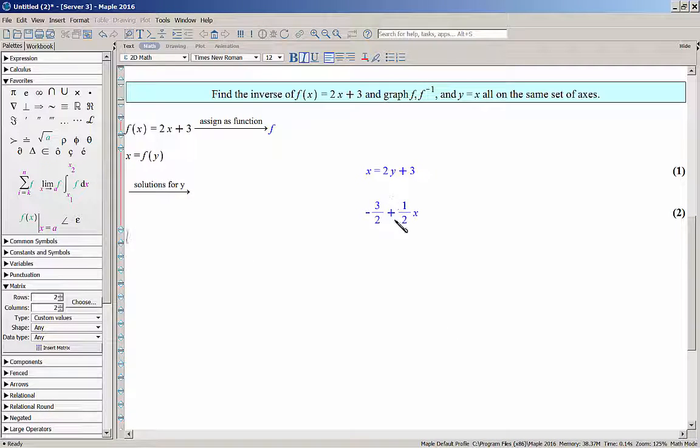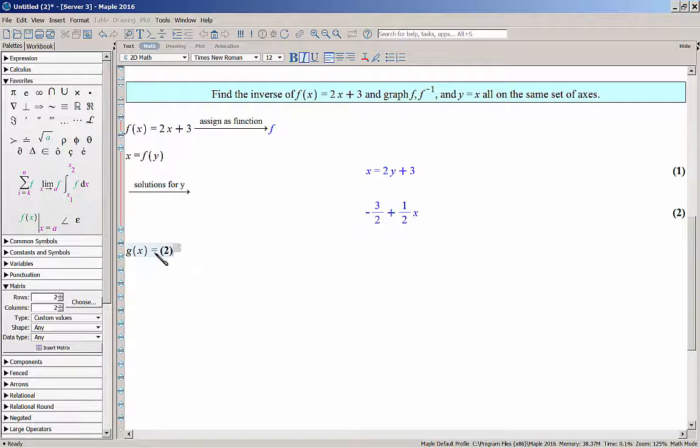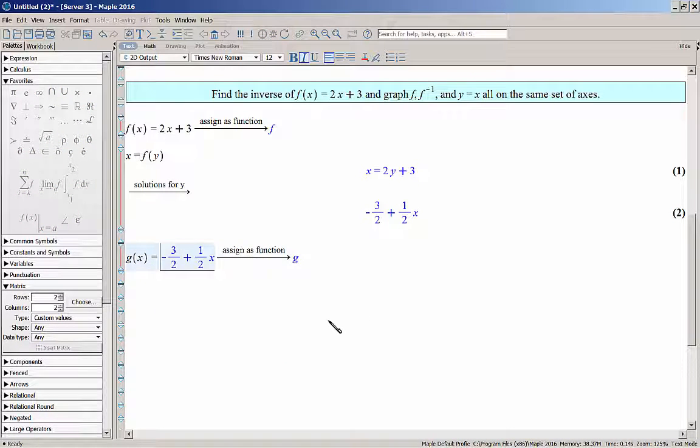So this becomes the rule for the inverse g of x, and I will use the notation g of x rather than f inverse because it's easier to type the letter g than it is to create the symbol f inverse. So I want to put this rule to the right of that equal sign, and I'll use this equation label to do that. And I will assign function, and I will show you that the label actually stands for this quantity, (x minus 3) all divided by 2.